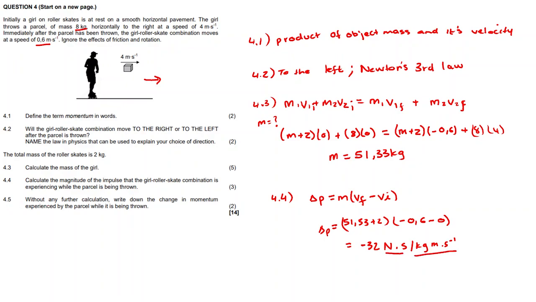Question 4.5. Without any further calculation, write down the change in momentum experienced by the parcel while it is being thrown. Since we know that momentum is conserved, the parcel and the girl will experience the same impulse. Therefore, the change in momentum of the parcel must be the same as the change in momentum of the girl. However, it is in the opposite direction. Therefore, we can say that this is 32 kilograms meters per second, and the positive shows that it's to the right, in opposite direction of the girl, which is negative.